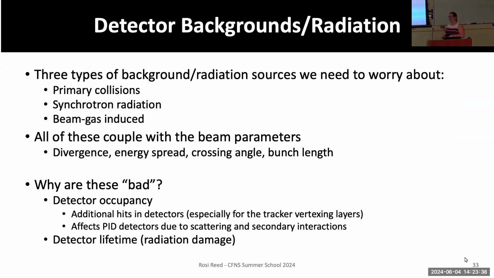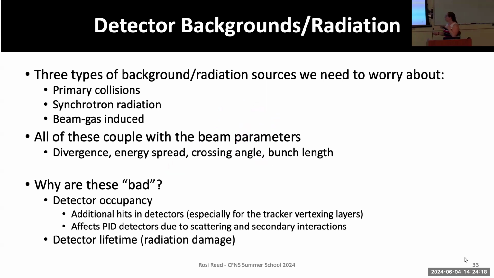Another issue is background radiation. There's radiation that can damage your detectors and also cause background signals. There are three types of radiation that we worry about. One is radiation that's associated with the primary collision, so this is just your bunch-to-bunch collision that you're expecting. Another is synchrotron radiation, and another is beam gas induced. These couple with the beam parameters: the higher the luminosity, the more primary collisions there are, the more synchrotron radiation there is, and the higher the probability of beam gas. And so you could ask, why is radiation bad?